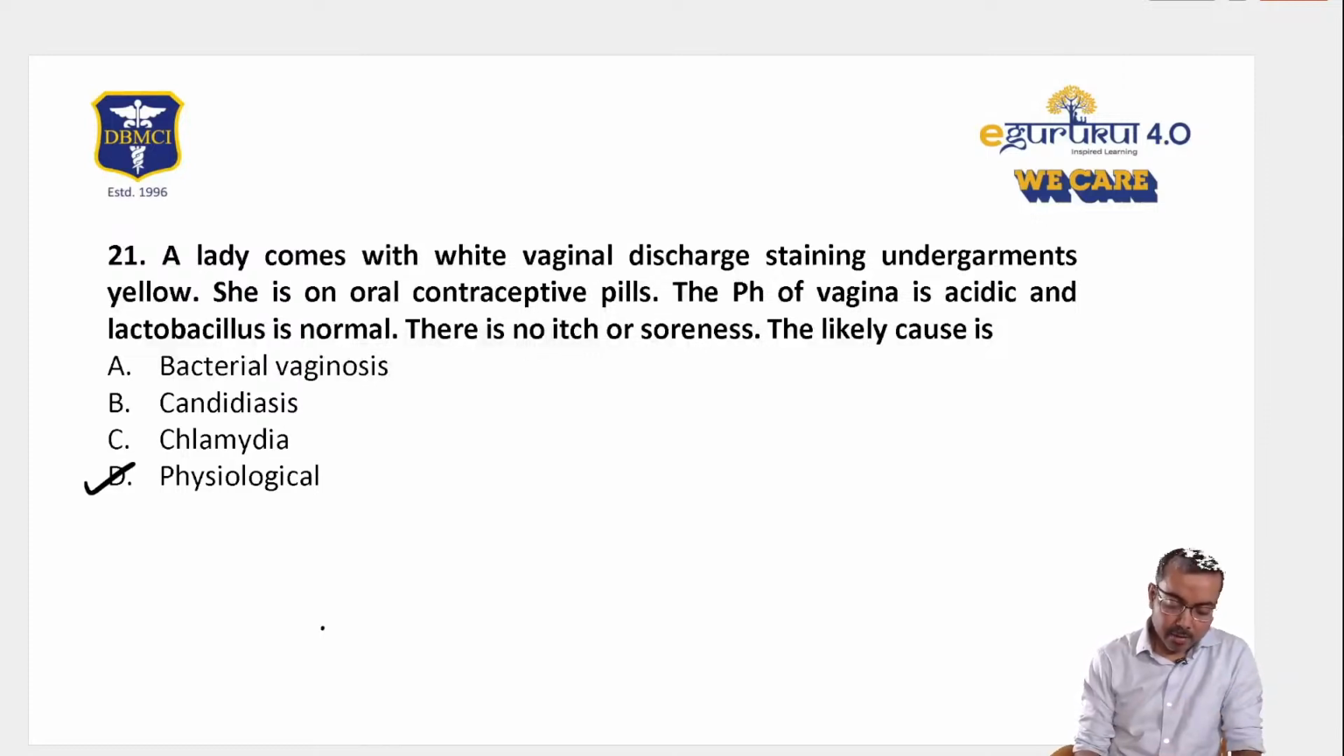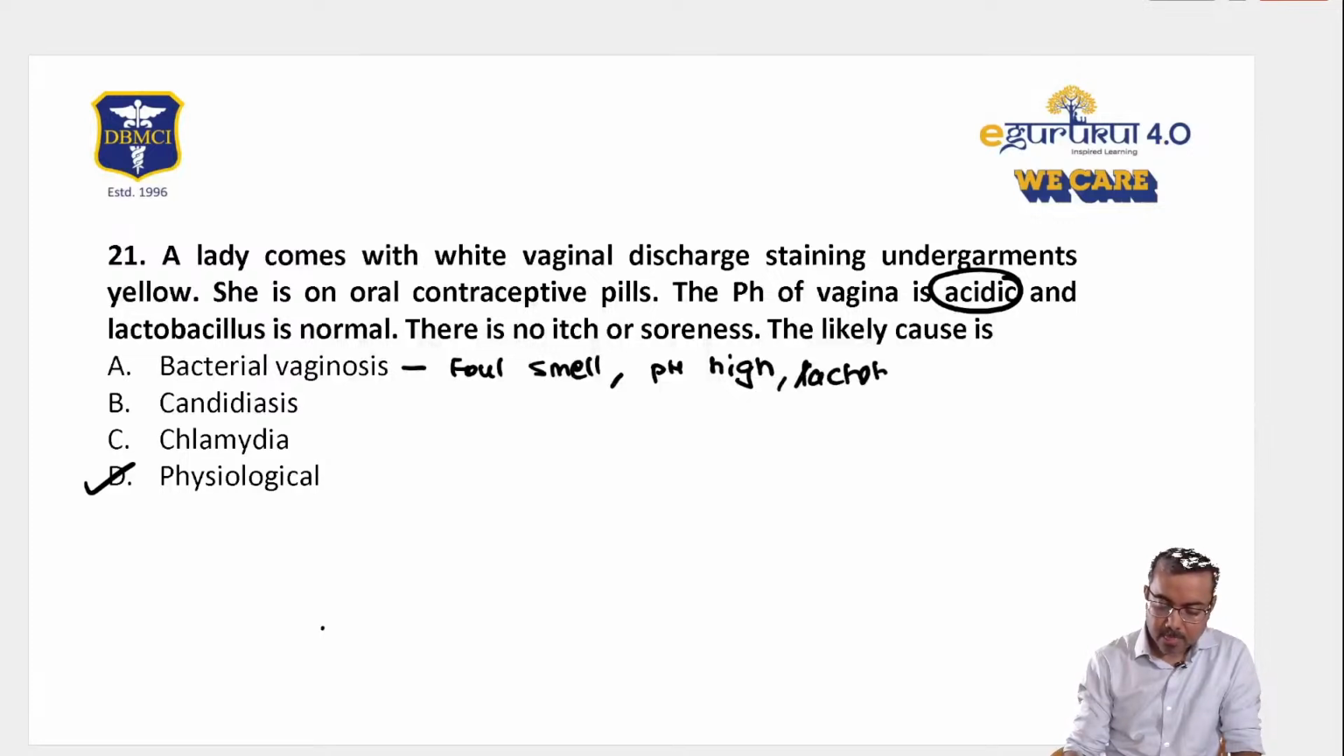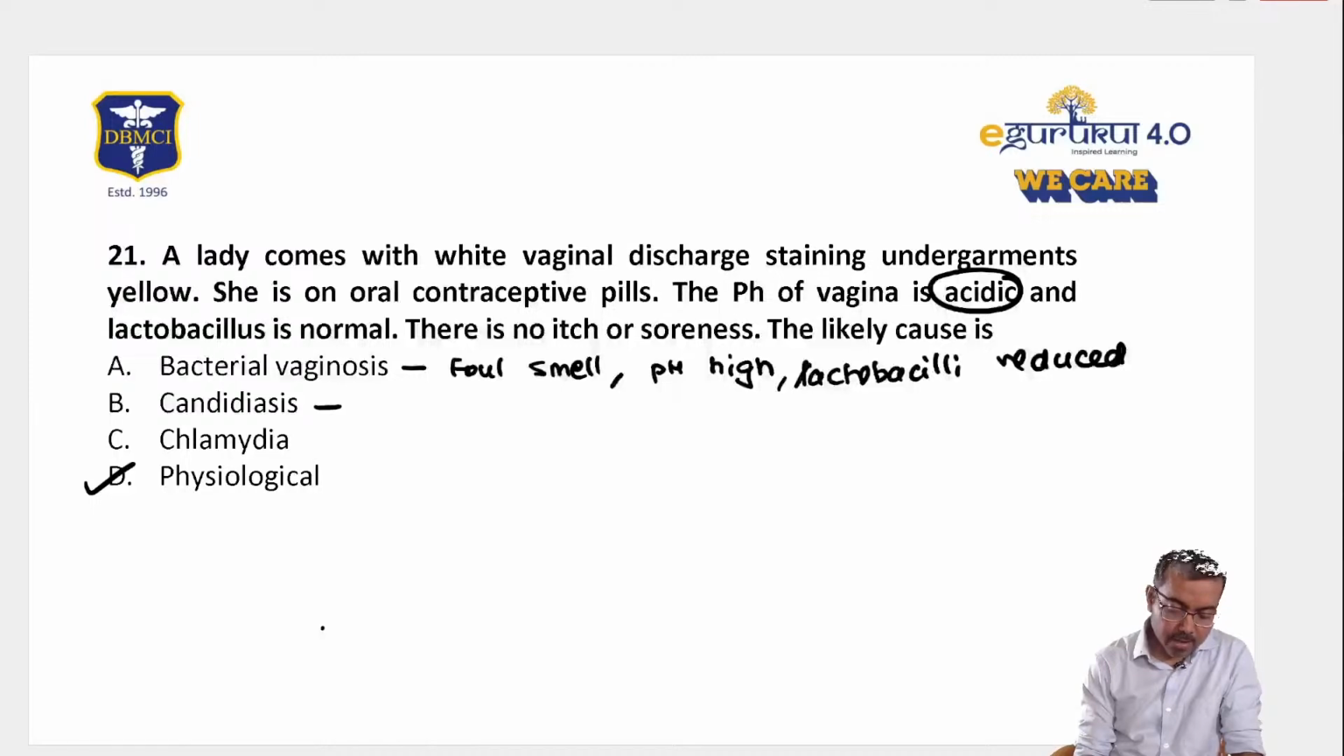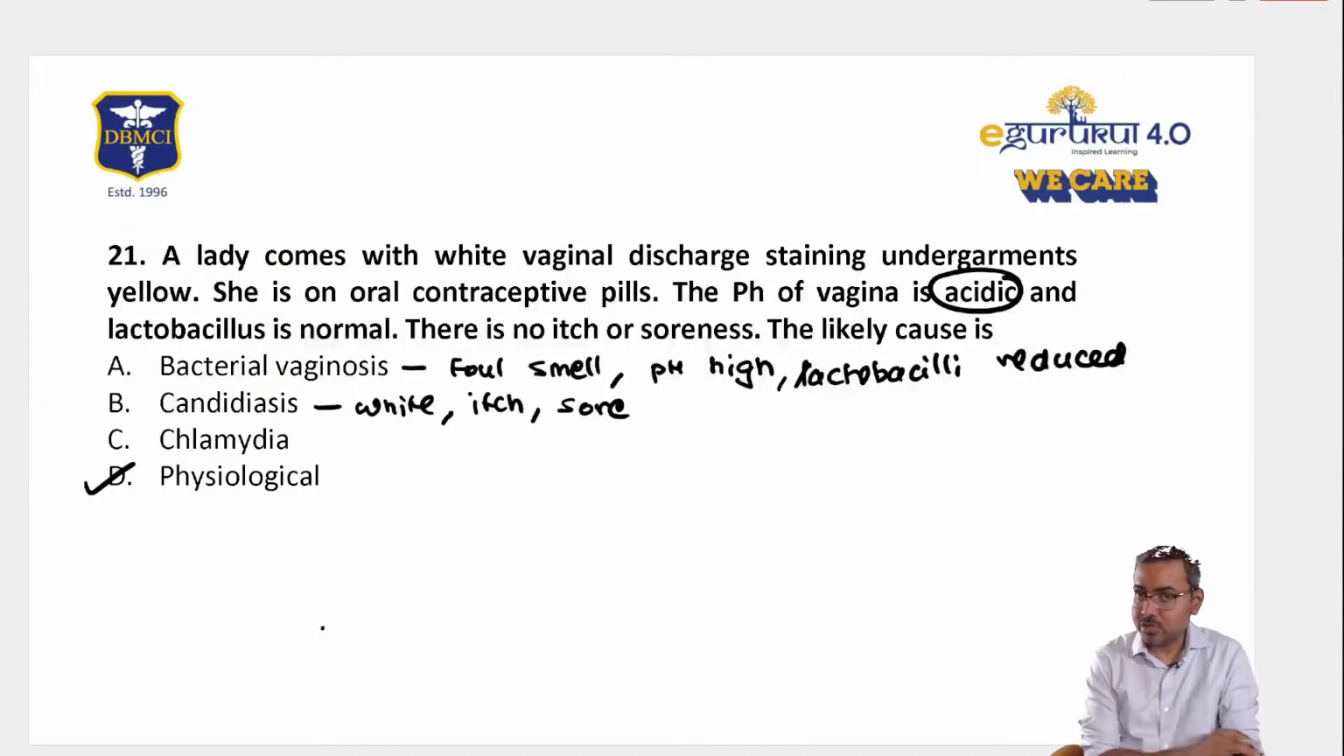I'll tell you why. Bacterial vaginosis will first of all have a foul smell. pH will be high, and here pH is acidic, so that rules this out. Plus lactobacillus is reduced, but here it is normal. Bacterial vaginosis only comes in females who have some issue with the microbiome, the flora. Candidiasis will be white, but very itchy and very sore. There's no itching or soreness mentioned. pH is definitely acidic, so that matches, but the others don't.